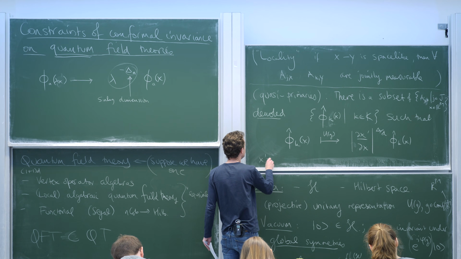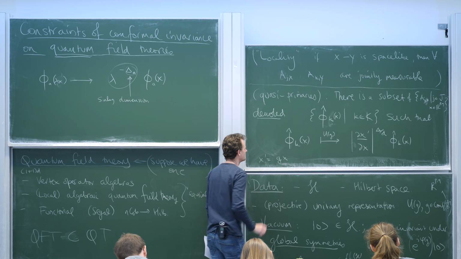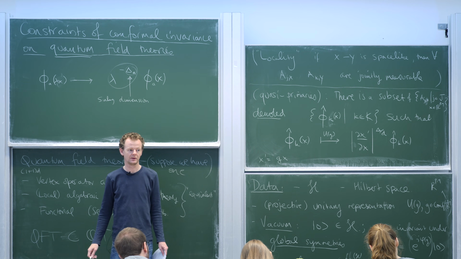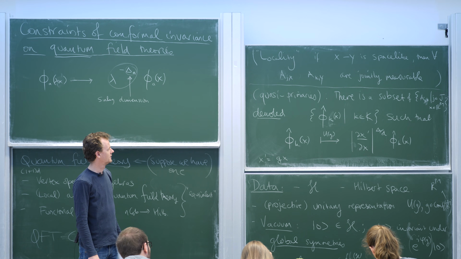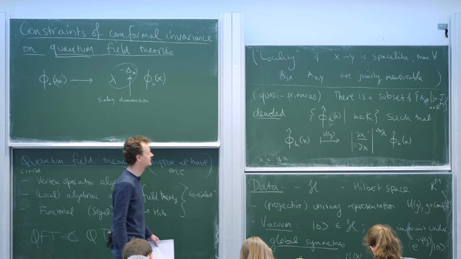So x prime is just g of x, and g is a conformal transformation. Oh, there's a k missing.